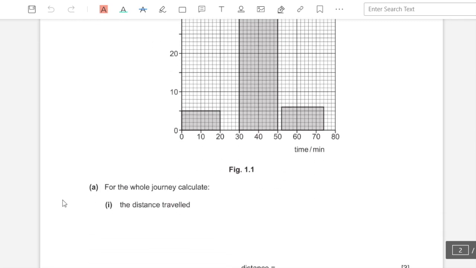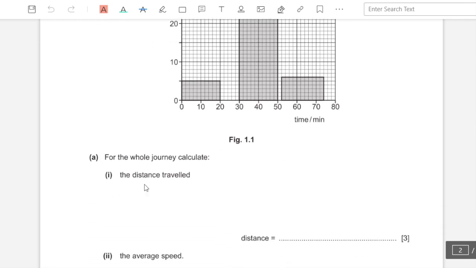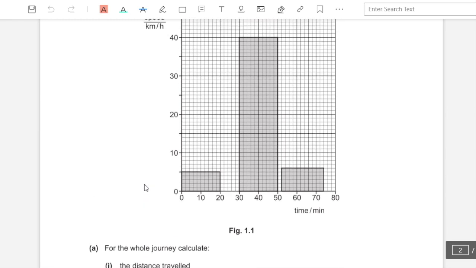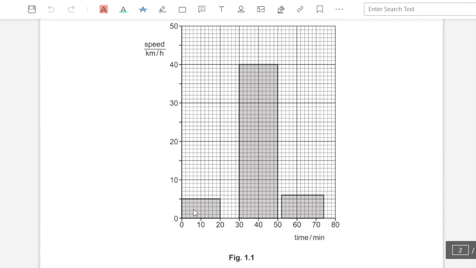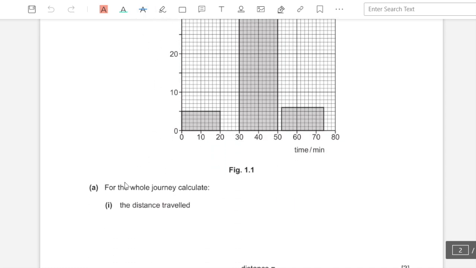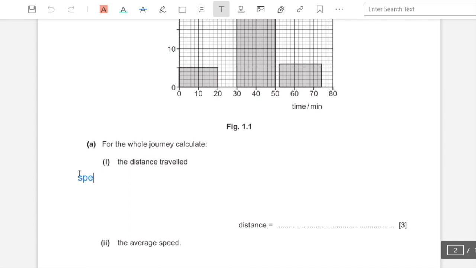A, for the whole journey, calculate the distance traveled. So the distance in a speed time graph is the area under the graph, and so we can calculate the area of these three triangles, which would give the total distance. But first we need to convert the minutes over here to hours, since speed is given in kilometers per hour. And so this means we should first write distance is equal to area under the graph, which means area of the three rectangles.